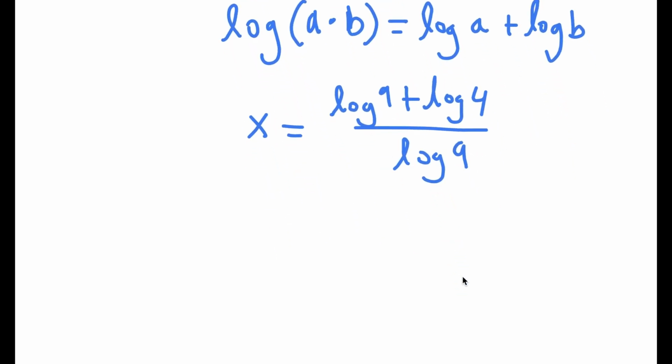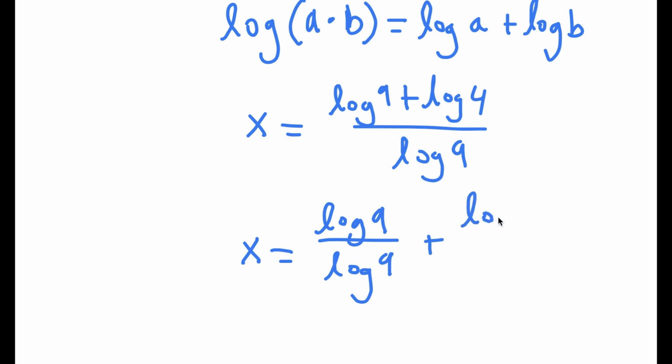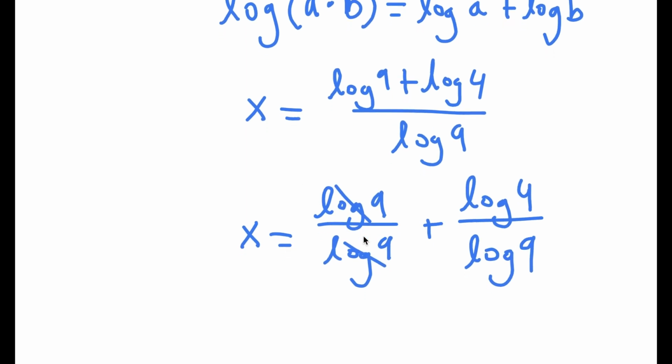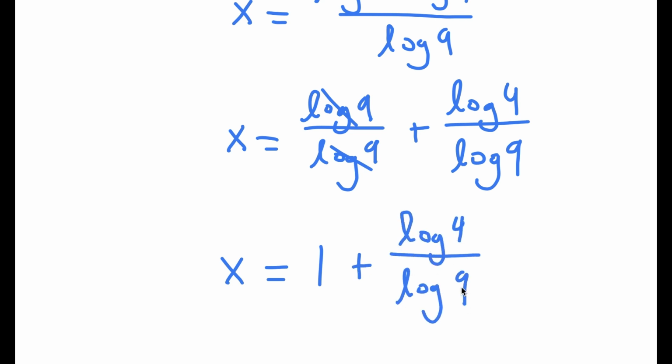So now, this is the same thing as log 9 over log 9 plus log 4 over log 9. Now log 9 and log 9, these two obviously cancel out. So now I get x is equal to 1 plus log 4 over log 9.